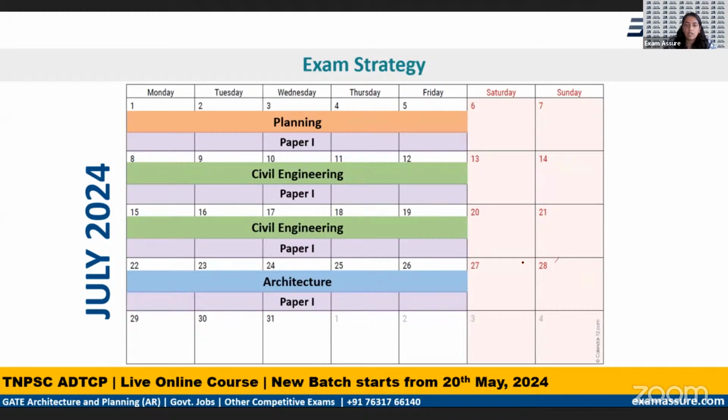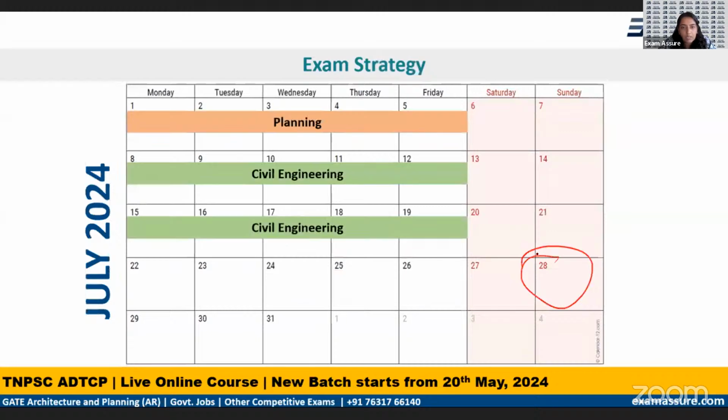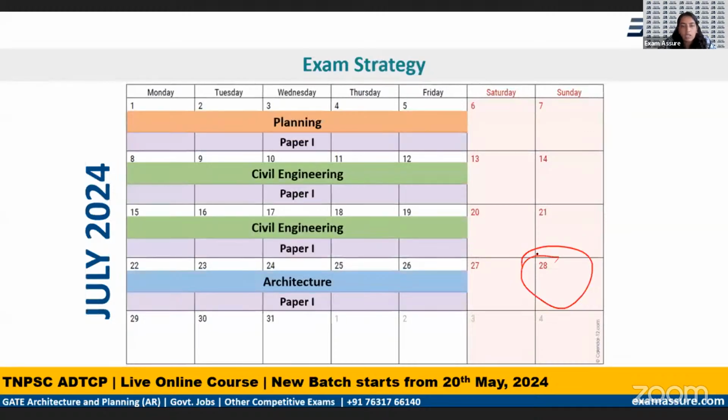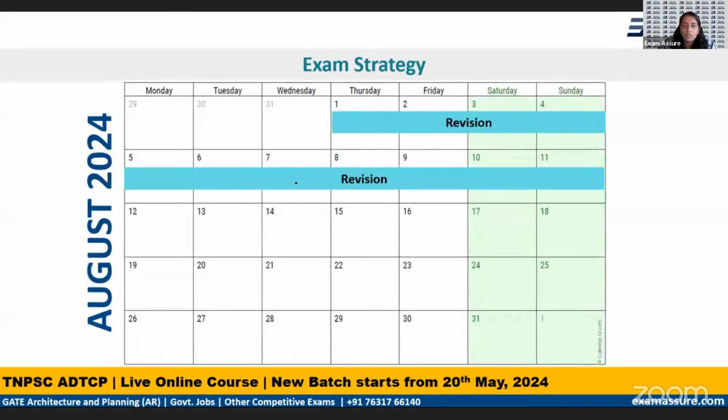the 28th you have your paper, right? Paper 1. So 2 months you are parallelly also studying for your paper 1. It's not that you're ignoring paper 1. Now, once your paper 1 is complete, right? What you can do, use the next 3 days to complete any pending topic from these, the planning or civil engineering part. And from 1st of August, start with your rigorous revision till your 11th August.